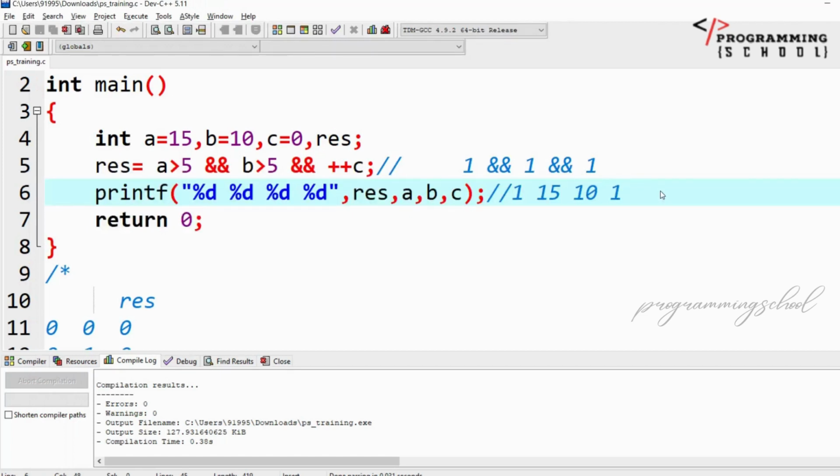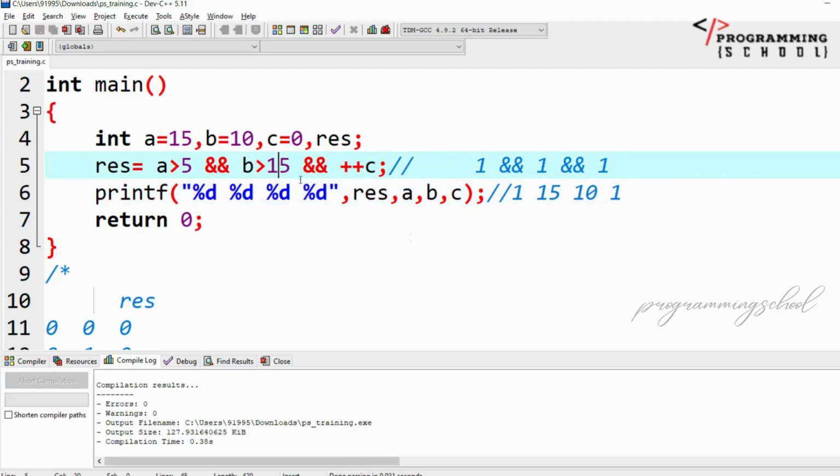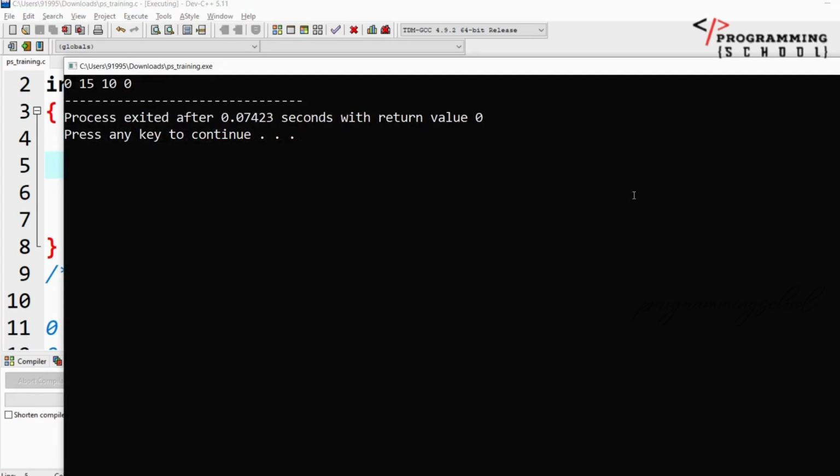When working with the logical AND, if any expression is false, the control never goes to the next expression. For example, at this point, is 10 greater than 15? No, right? That means this is going to be false. It never goes to the ++C here. That's why the output is 0. The A value and B value are not at all changed, and the C value is also not updated here. That's why the answer is 0, 15, 10 and 0. Catch my point, everyone, right?